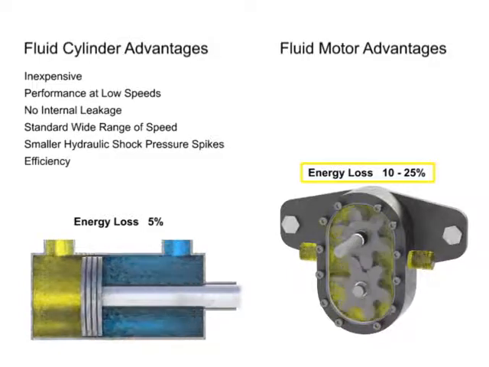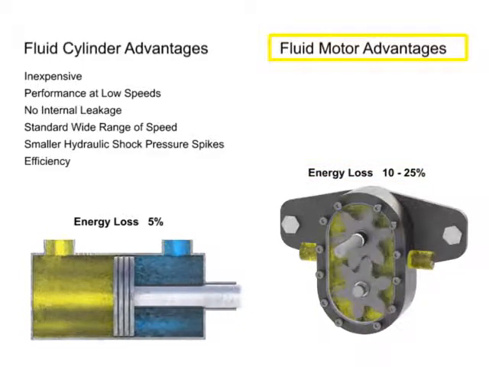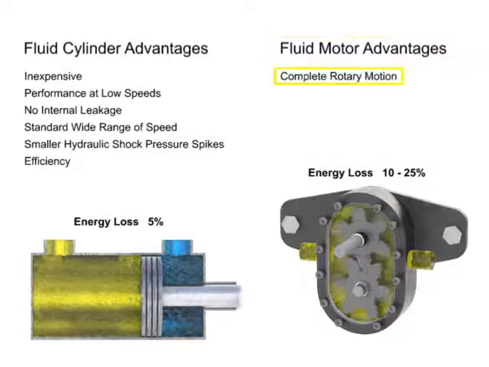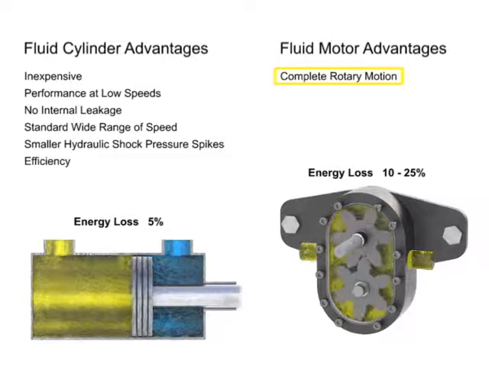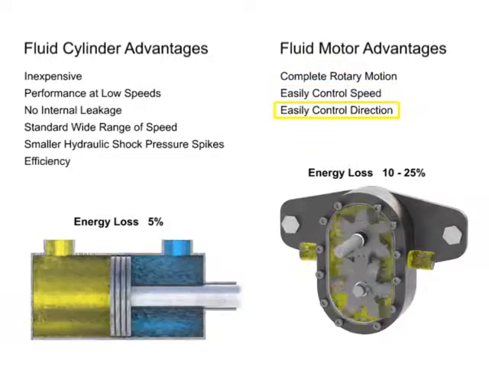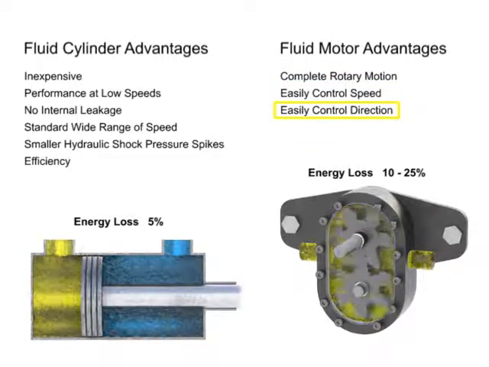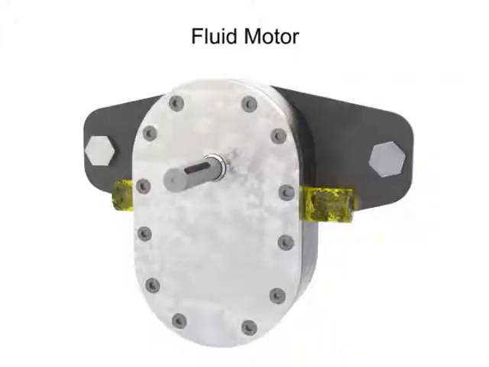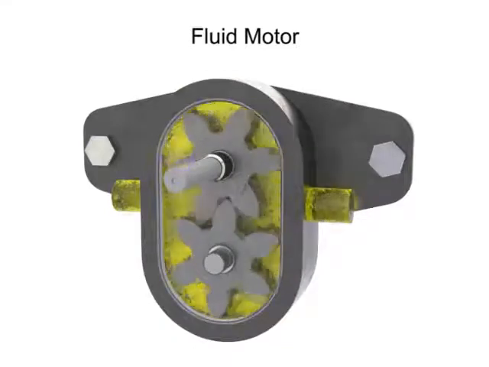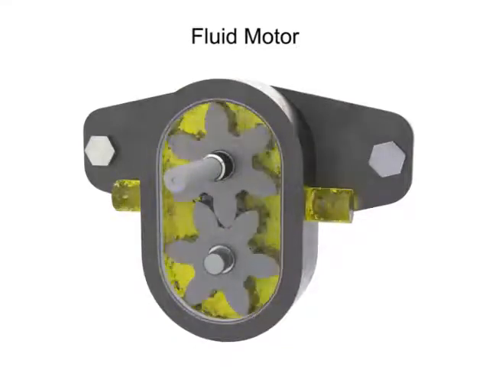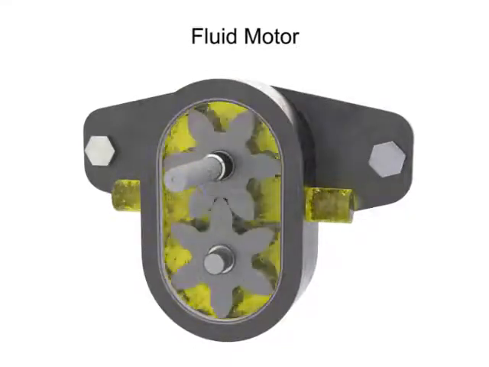However, despite all of these setbacks, fluid motors are advantageous due to their complete rotary motion and the ease with which their speed and direction can be controlled. On most fluid motor applications, it's necessary to have a motor which can accept high pressure on either port so that the motor can be reversed.